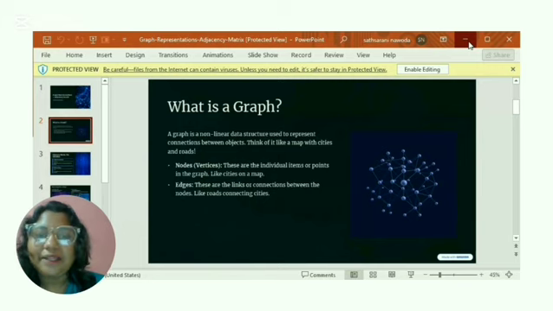For example, in a road map, cities are nodes and roads are edges. In a social network, people are nodes and friendships are edges. Graphs help us model relationships in an easy and visual way.